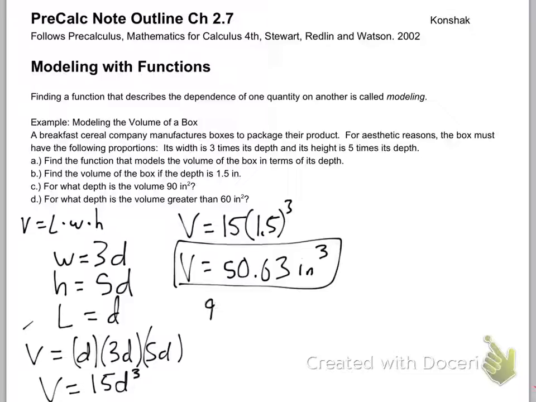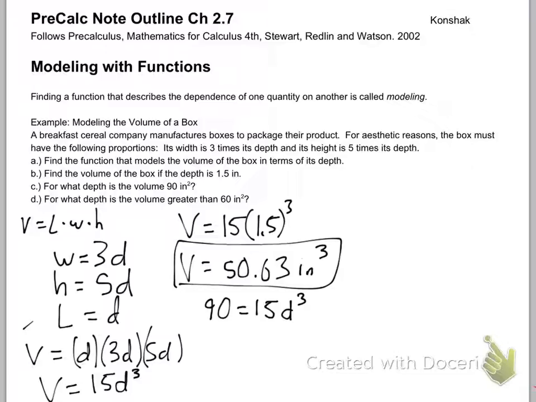So instead, I'll put 90 here, right? Equals 15 times not 1.5, but d cubed. Solve for d. Now, let's put a couple things together here. Is the depth of this box going to be bigger than 1.5 or less than 1.5? Bigger. Why would you say it's going to be bigger? Because the volume is greater. The volume is bigger, so it has to have a bigger depth, right?